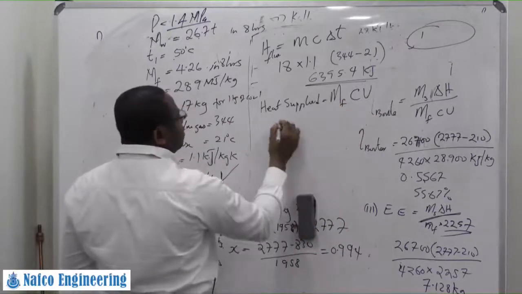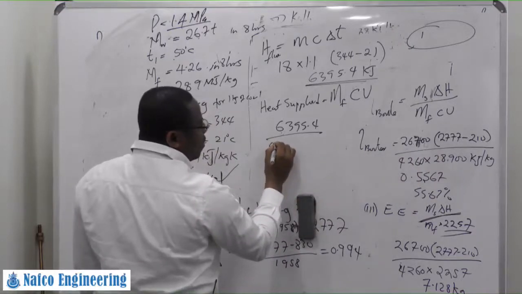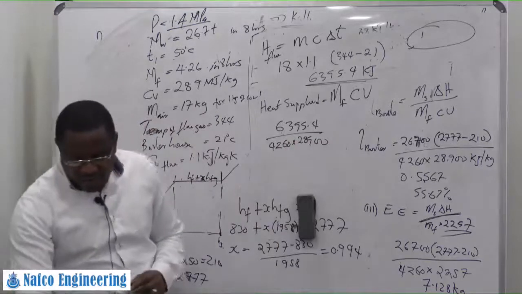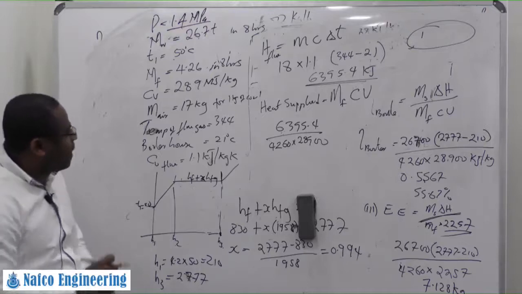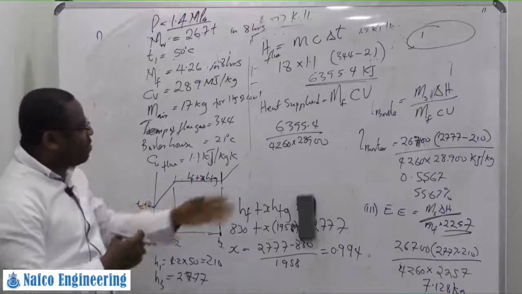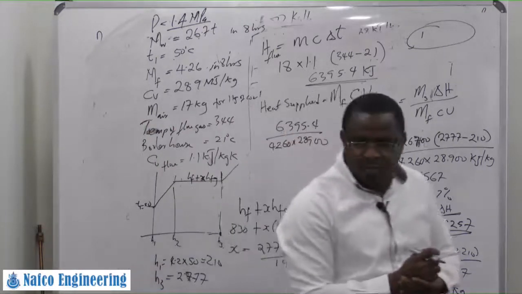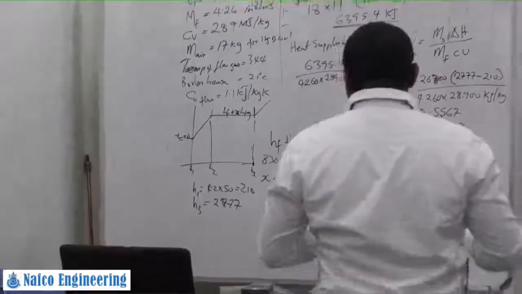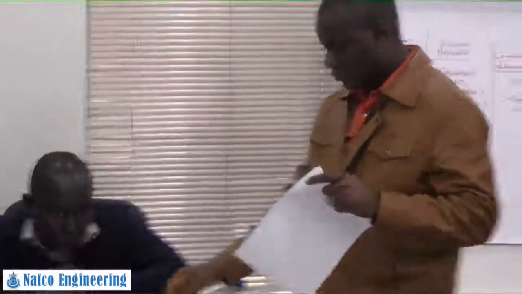So in other words, we just take what we have, 6395.4, divide by all that we have there, 4260 by 28900. That is really a ratio, but this is the answer for here. Since we must get a ratio with respect to the heat supplied, we just divide by that. So we have that, and then what next? That's all about that question, isn't it? So let's look at another question.